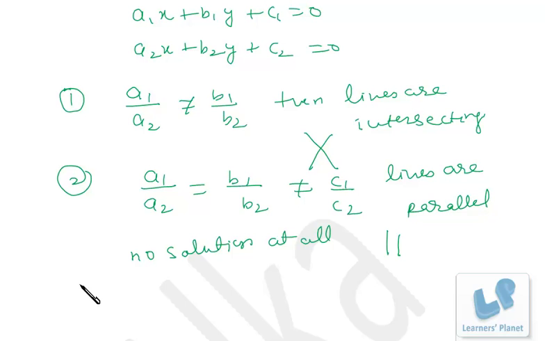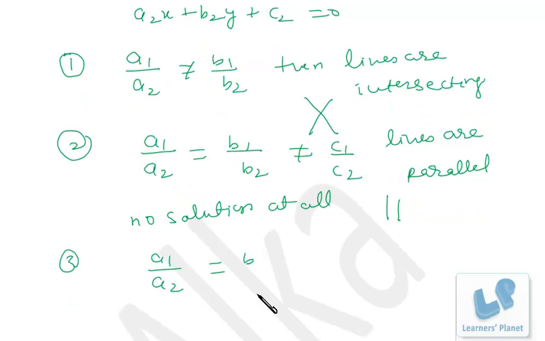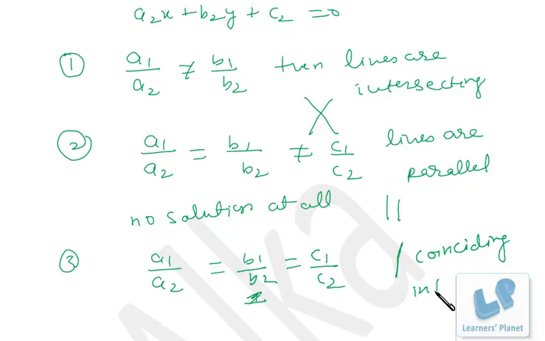or the third case, when a1 by a2 is equal to b1 by b2 is equal to c1 by c2, then the lines are coinciding, one line lies on the other, or there are infinite solutions. I have already given you the examples, so you can very well verify that.